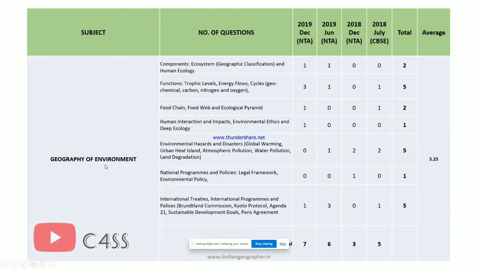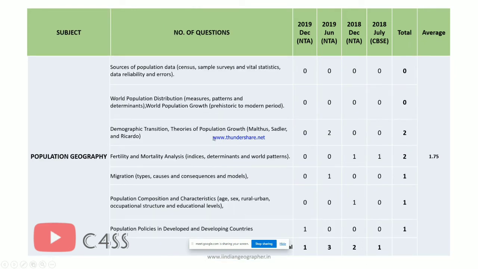Now again, see the concentration, what they are asking, right? This is environmental geography. You will find questions are basic in nature, right? Energy flows, and then they are concentrating on hazards, environmental hazards. And you'll also find they do have these agreement-related questions, right? Kyoto Protocol, such kind of stuff is also being asked in a major manner.